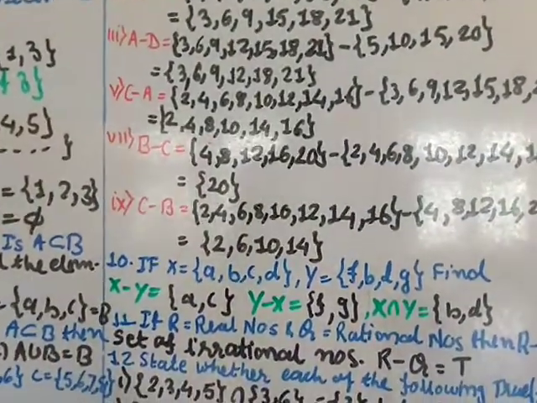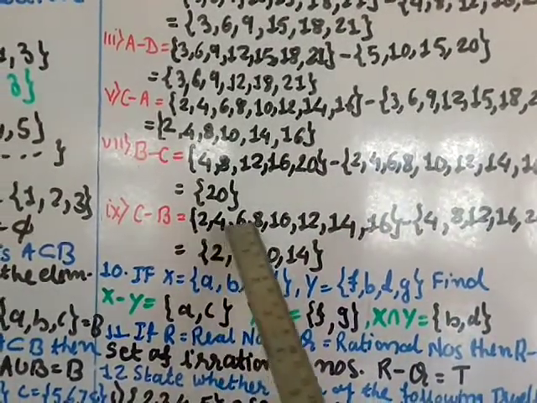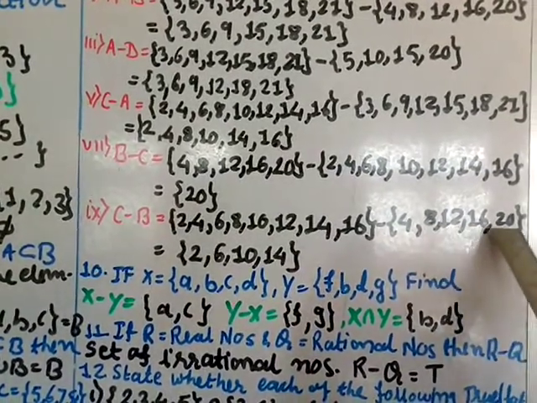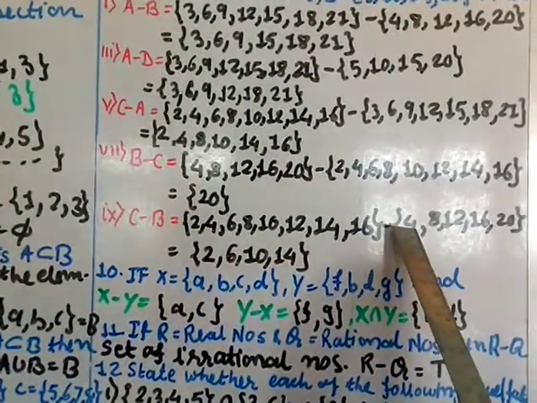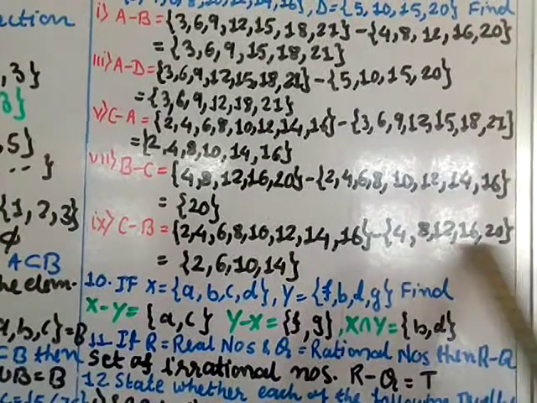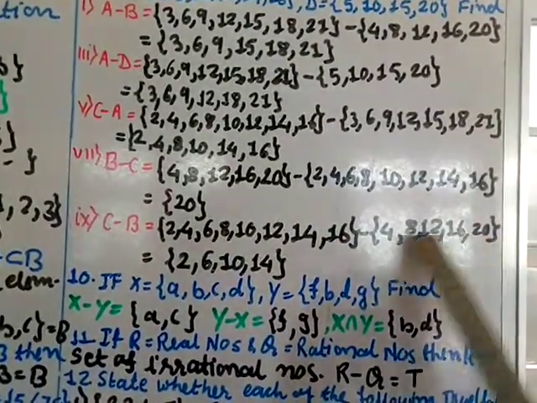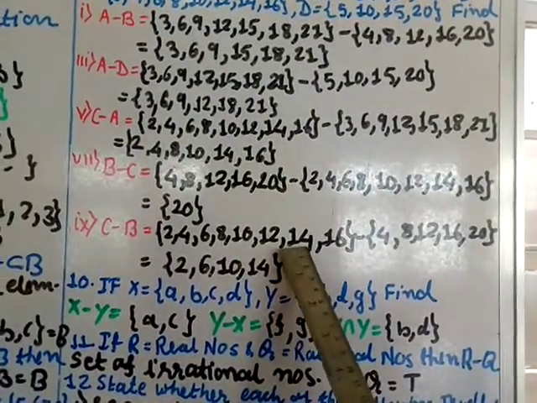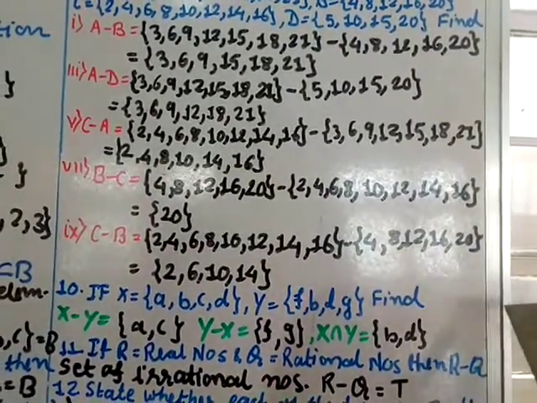Roman number 9, C minus B. So just opposite. So I'll write this set first. 2, 4, 6, 8, 10, 12, 14, 16 minus this set 4, 8, 12, 16, 20. Now 2, it is not there, so we shall take. 4, it is there, so we will not take. We will just skip that. 6 also is not there, so we shall take. 8 is there, so we will not take. 10 is not there in the second set, so we shall take. 12, it is there, so we will skip this. 14, it is not there, so we shall take. And 16, it is there, so we will not take.